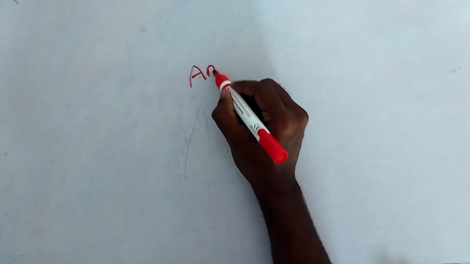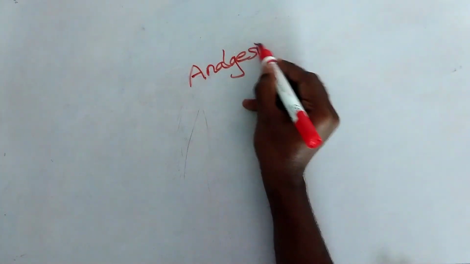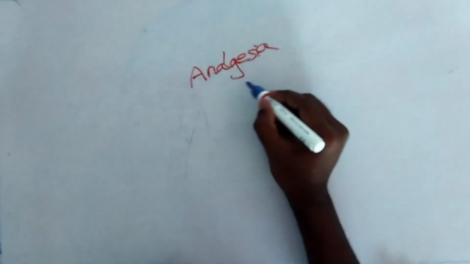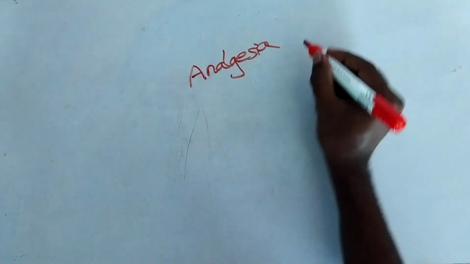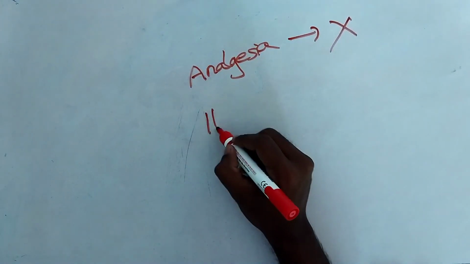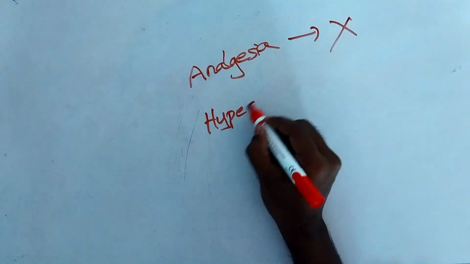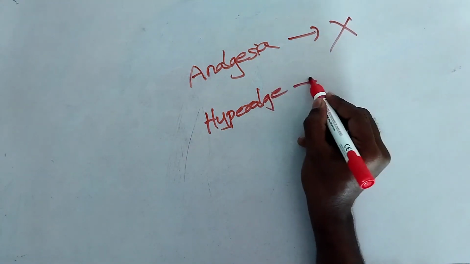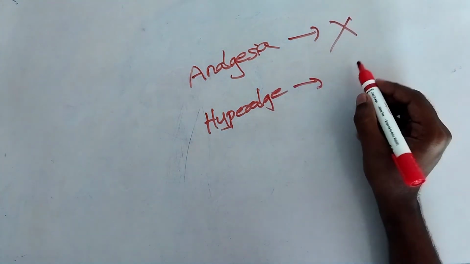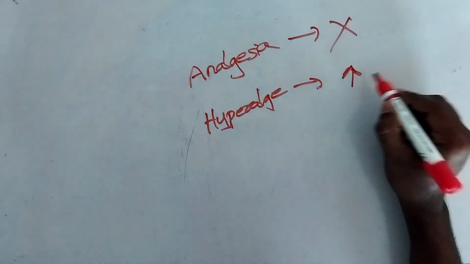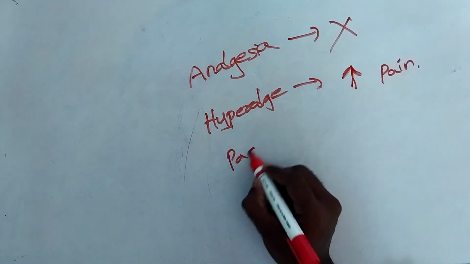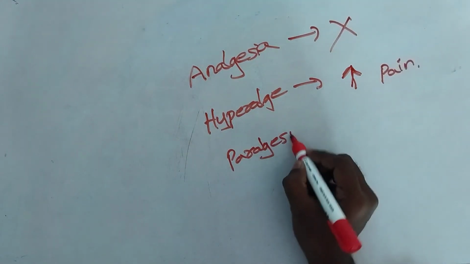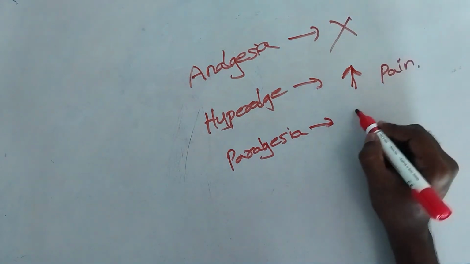Next, coming to the applied anatomy, there are three types. First one is analgesia. Analgesia means complete loss of sensation of pain. Next one is hyperalgesia. It is defined as increased sensitivity to pain. Next one is paralgesia, that means abnormal pain sensation.